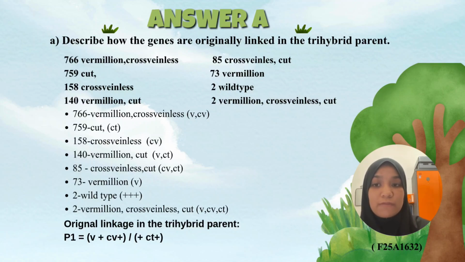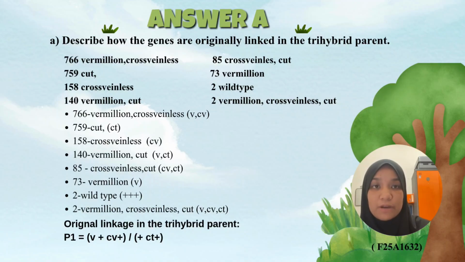Today I want to present part A. We need to determine how the genes were originally linked in the trihybrid parent. To do this, we first identify the parental class, which are the phenotypes with the highest frequency because they are produced without recombination. From the data given, 766 vermilion cross-veinless and 759 cut are the two largest classes, so they represent the parental genotypes.